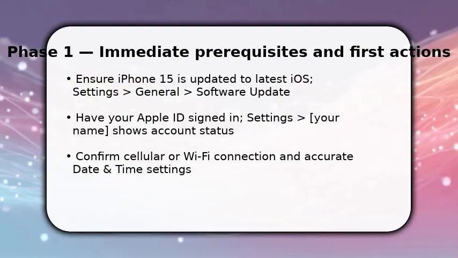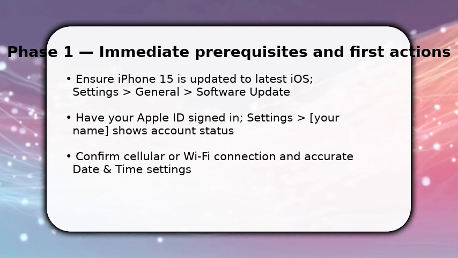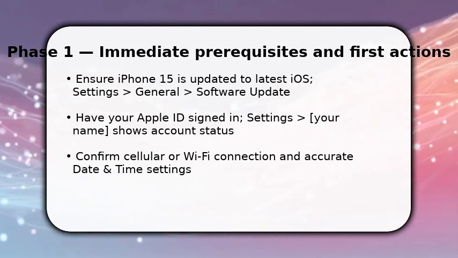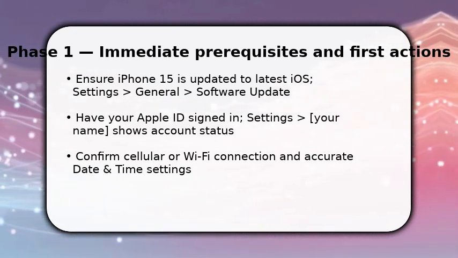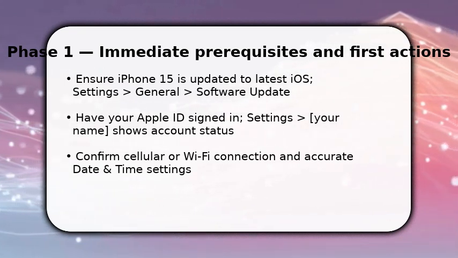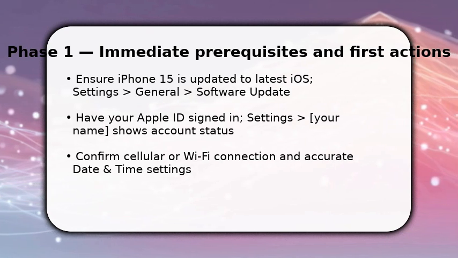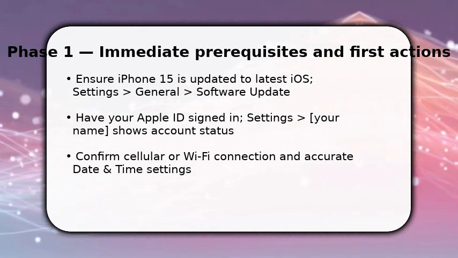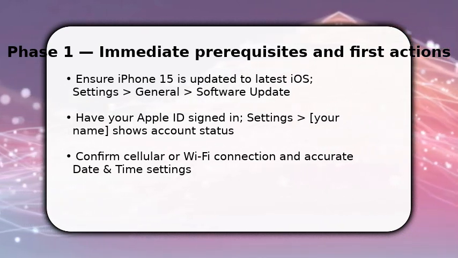You start by verifying 3 essentials. iOS is current, you are signed into your Apple ID, and network plus date and time are correct. Go to Settings, then General, Software Update to install any pending updates. This prevents activation errors.